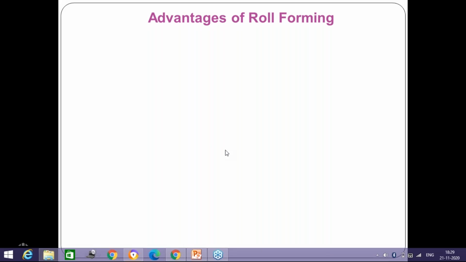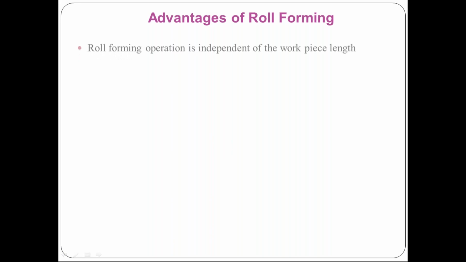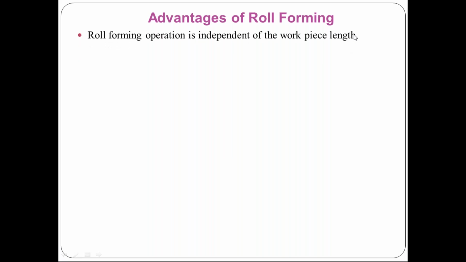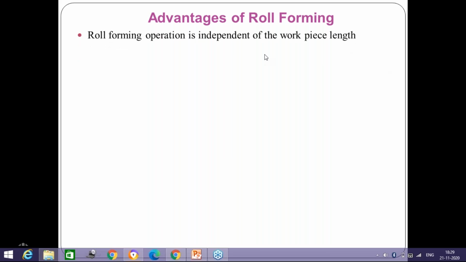Now we will see advantages of the roll forming process. Roll forming operation is independent of the workpiece length, and it is dependent on the thickness and bend radius of the finished product. So according to the process characteristics, according to the process description, we can easily summarize advantages, disadvantages, and also the applications of any process.